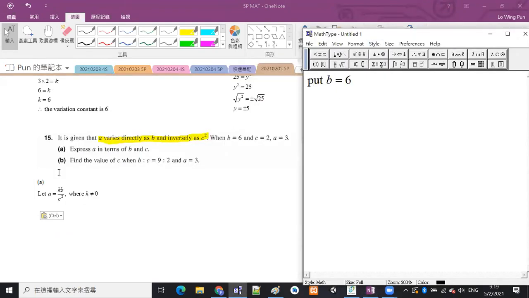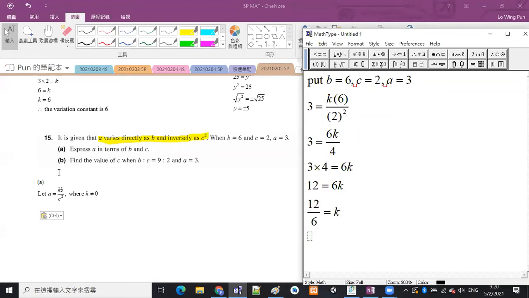our equation. B equals 6, C equals 2, and A equals 3. And then we have 3 equals K times 6 over 2 squared. Okay. So that's K times 6 is 6K. 2 squared is 4, right? And the right-hand side is one single fraction. So you may just multiply the 4 to the left-hand side. Okay, so we have 12 equals 6K. And then divide the 6 to the left-hand side. We have 2 equals K, which means that K is equal to 2.